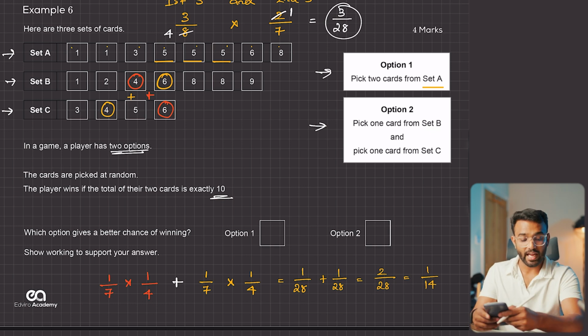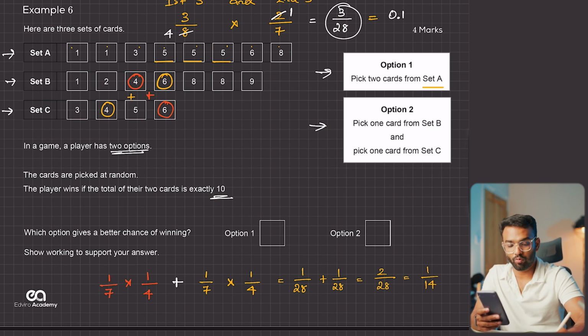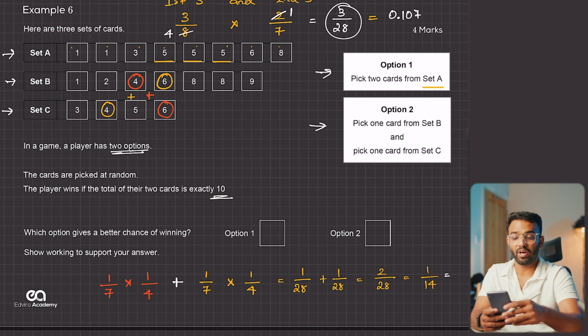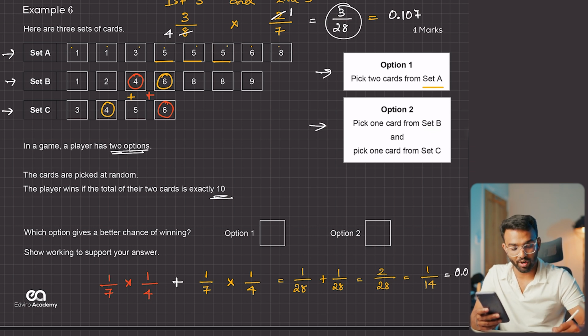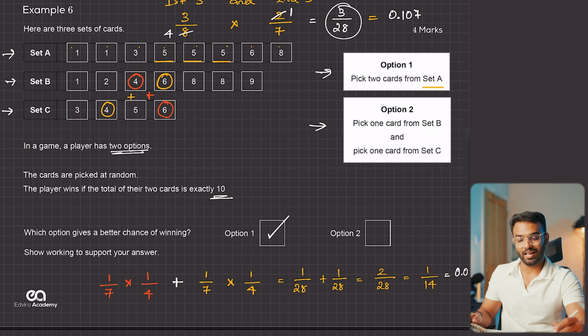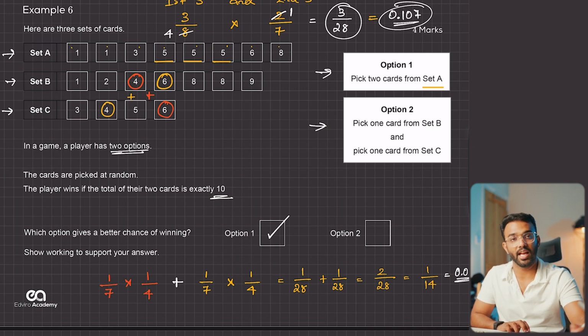So you can use your calculator and work what this is. 3 divided by 28, this is 0.107. And 1 by 14, in terms of decimal, this is 0.071. So there is more chance of picking and winning from set A itself. Do you see that? So set A is the right option. So this is only about 7%. This is about 10.7%. And that's how you solve this question, guys.